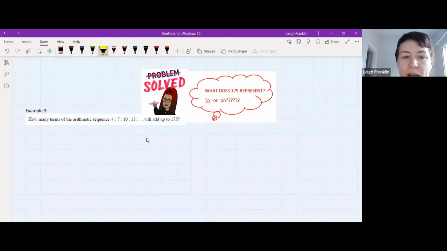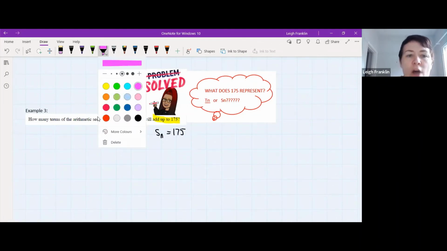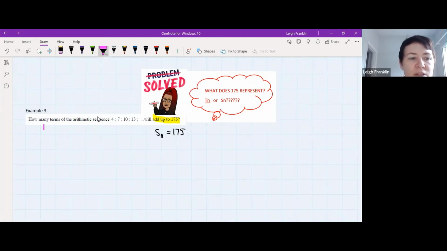Exactly, that's perfect. So this bit over here, "add up to", is so critical. Add up to implies that 175 must be an Sn, a sum to n terms, and not an nth term, not a term in the pattern. Again, when we see the question "how many terms", it means we need to calculate the value of n. What is the value of n if Sn is 175?